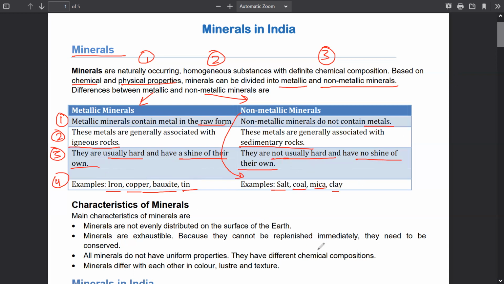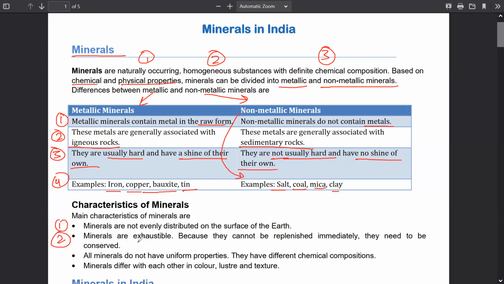Now, characteristics of minerals. The main characteristic of minerals is that they are not evenly distributed on the surface of the earth. They are very unevenly distributed over the surface of the earth. If we take oil and petroleum, their reserves are mostly found in the Middle East. It's not evenly distributed all over the world. So this was point one.